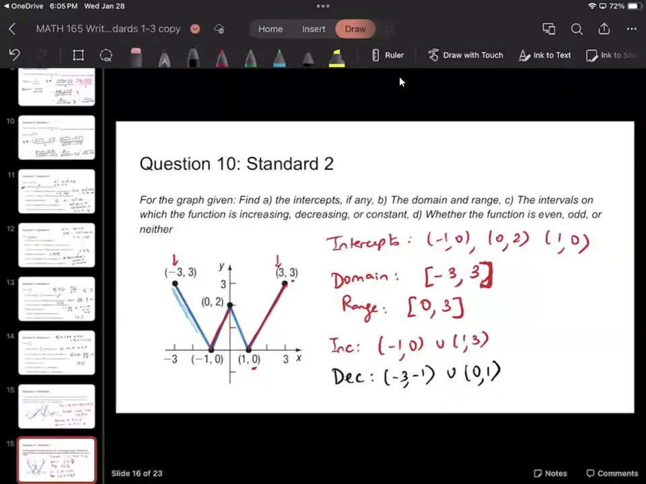Is the function even, odd, or neither? So this function is even, because if you flip it over the y-axis, it is going to superimpose, right? So it is an even function.